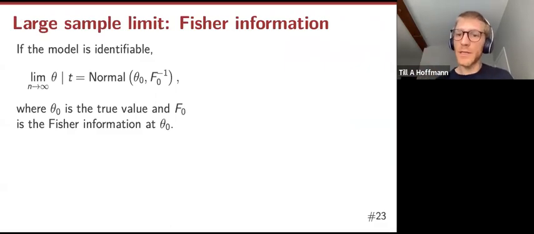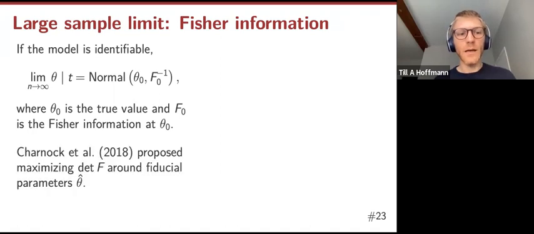So let's think about the large sample limit. We have lots and lots of information. Then if the model is identifiable, the posterior distribution will converge to a multivariate normal distribution where the mean is the true parameter and the covariance of that multivariate normal posterior is the inverse of the Fisher information matrix. So Charnock and others proposed maximizing the determinant of the Fisher information around some fiducial parameters, which is a great approach to extract information.